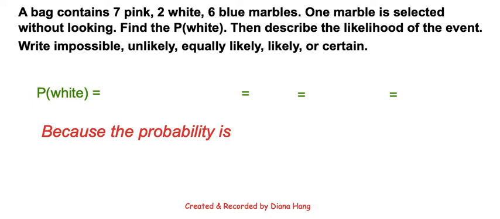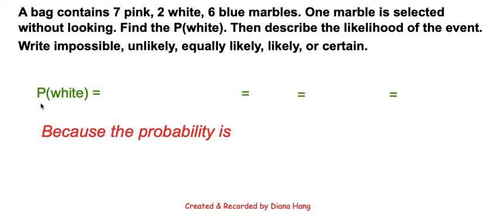In this video tutorial, we're going to discuss one example of how to find the probability of a simple event. Let's read our question. A bag contains 7 pink, 2 white, and 6 blue marbles. One marble is selected without looking. Find the probability of white. Then describe the likelihood of the event. Write impossible, unlikely, equally likely, likely, or certain.